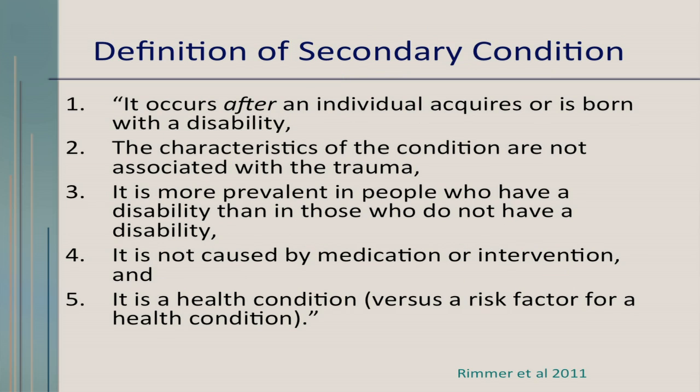So Dr. Rimmer et al. in 2011 defines a secondary condition as occurring after an individual acquires or is born with a disability. The characteristics of the condition are not associated with the trauma. It is more prevalent in people who have a disability than in those who do not have a disability. It is not caused by medication or intervention, and so examples of this would be medication side effects. And it is a health condition versus a risk factor for a health condition.